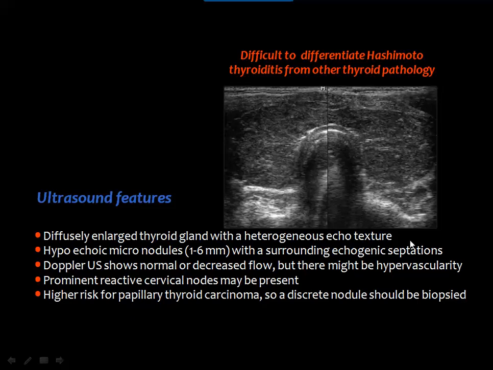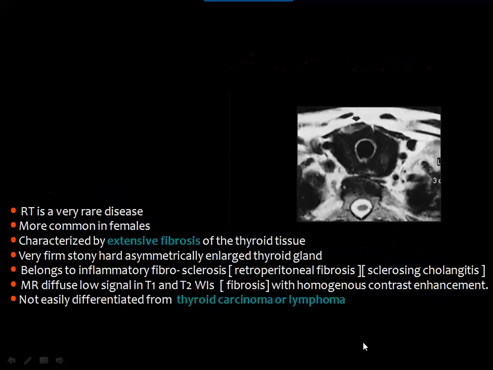Then, as I have mentioned, the Doppler may show normal flow, decreased flow, or sometimes hypervascularity. With this kind of thyroiditis, you may find some reactive cervical lymph nodes present. Then this lesion is one of the risk factors for papillary thyroid carcinoma.